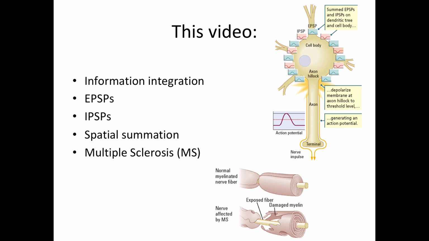So in this video, we are going to talk about how the cell gets its information and how this action potential is created. We're going to talk about EPSPs and IPSPs, which are technically graded potentials. Then we will talk about spatial and temporal summation. And lastly, we will talk very briefly about multiple sclerosis.